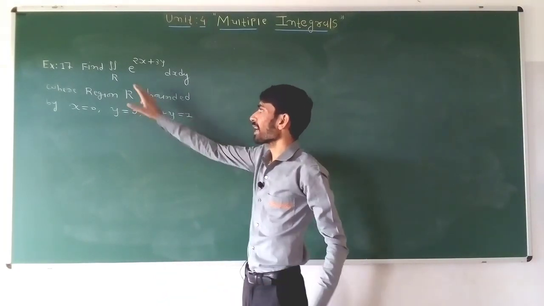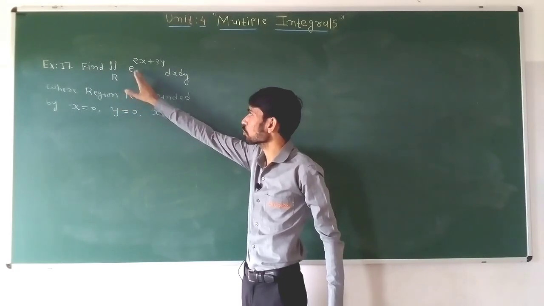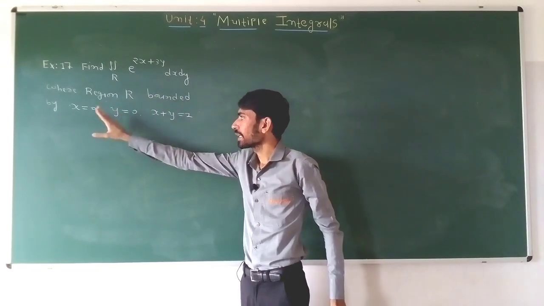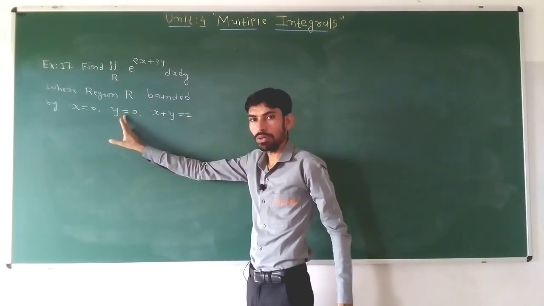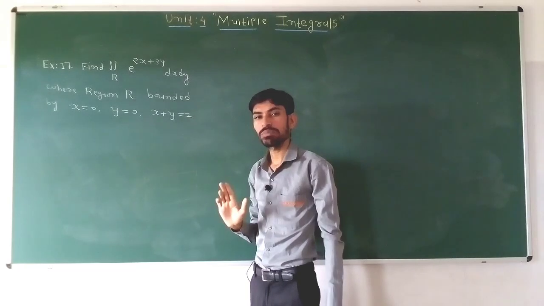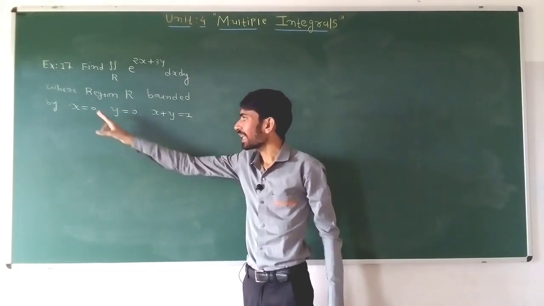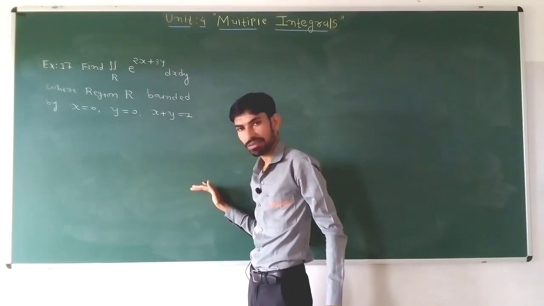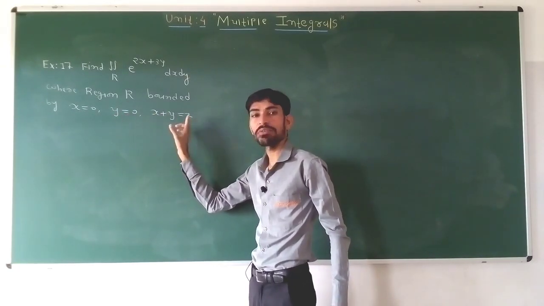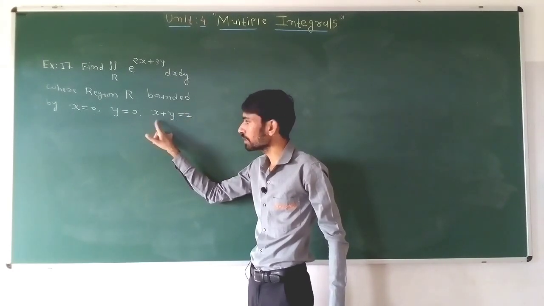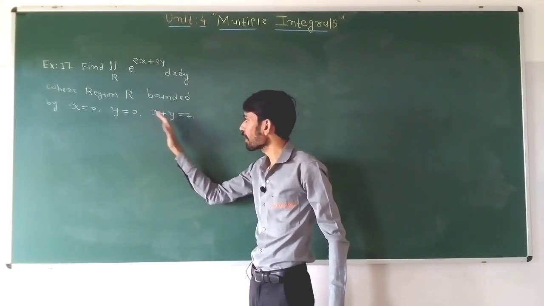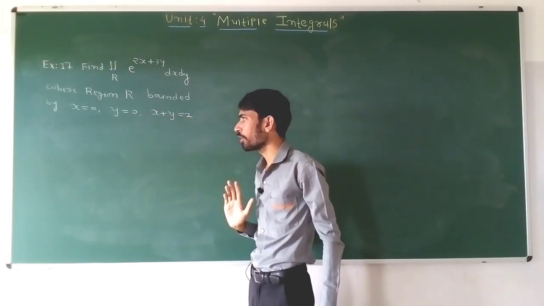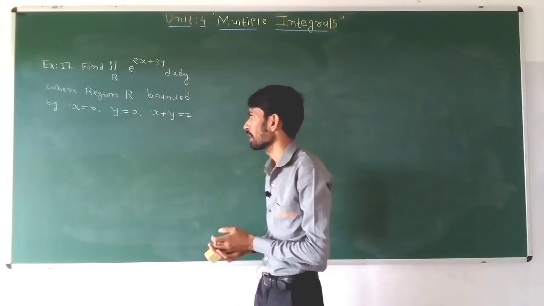We are given the double integration over R of e raised to 2x plus 3y dx dy, where the region is bounded by x is equal to 0, y is equal to 0, and x plus y is equal to 1. So our region is bounded by three lines. X is equal to 0 is our y-axis, y is equal to 0 is our x-axis, and x plus y is equal to 1 is the equation of a line passing through the points (1,0) and (0,1). So you can easily draw the region and find the limits. Let's see the solution.